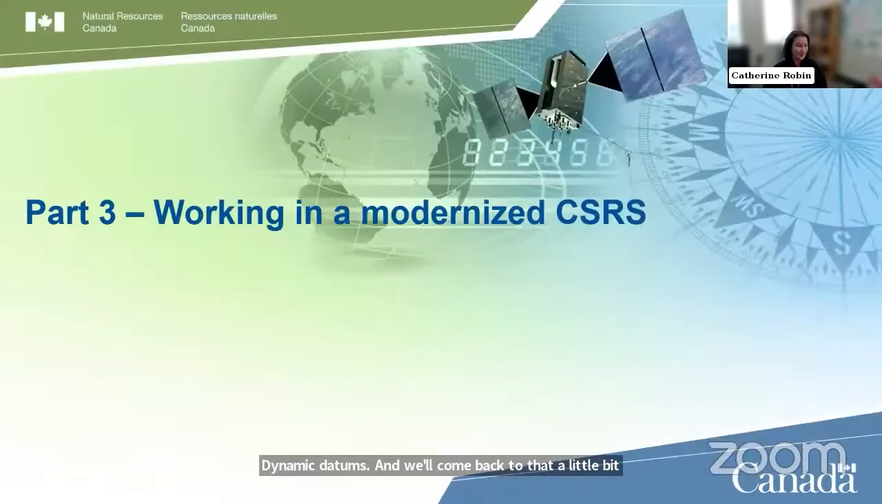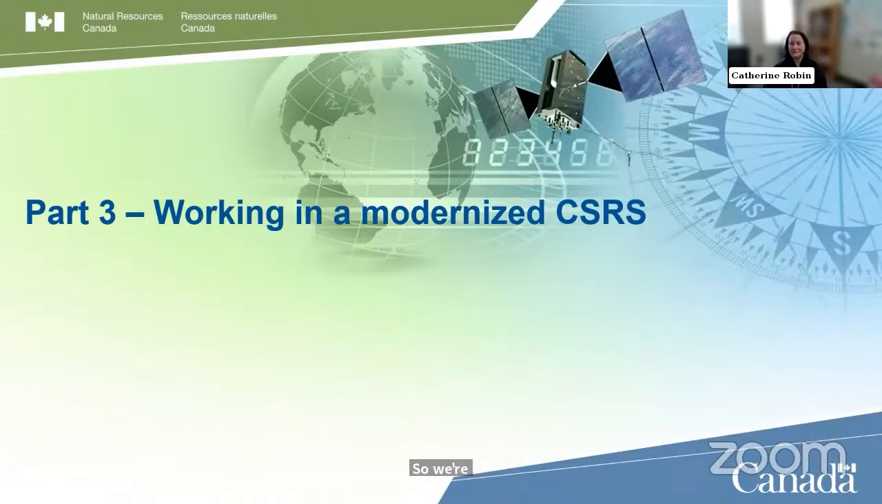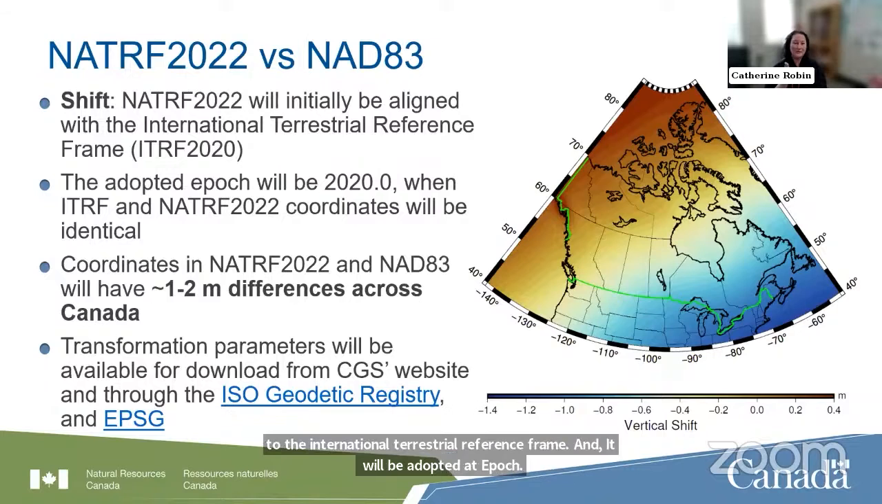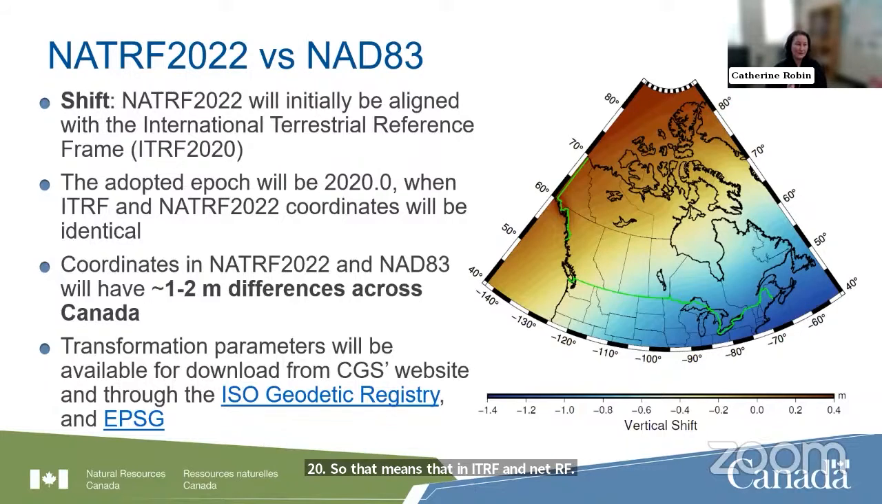So we're on to part 3 now, which is working in the modernized system. I'm going to start with what the difference is going to look like. NatRef 2022 is going to be aligned with the International Terrestrial System in 2020, so we are moving back to the International Terrestrial Reference Frame. It will be adopted at Epoch 2020, which means ITRF and NatRef 2022 will be exactly identical at Epoch 2020. That will be different from NAT83 by about 1 to 2 meters.